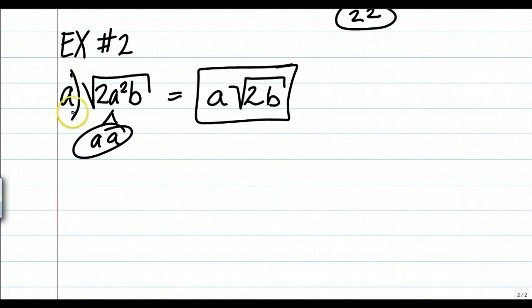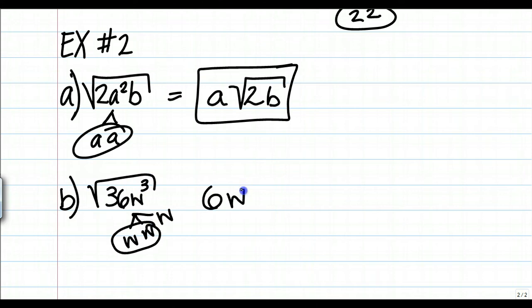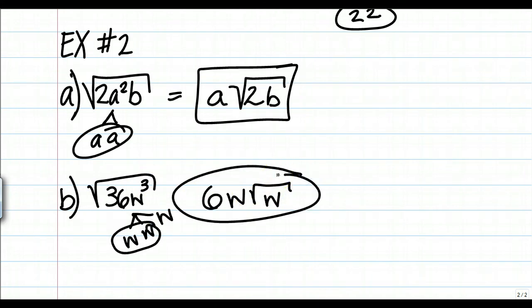And this is example A. I'm sorry if that confused you. Example B, the square root of 36 w to the 3rd power. Well, let's look at the number first. 6 times 6 is 36, so we can break that out. And we have w times w times w. We're finding partners, so this is going to go out with the 6, but we have 1 still stuck inside. And this would be your answer.